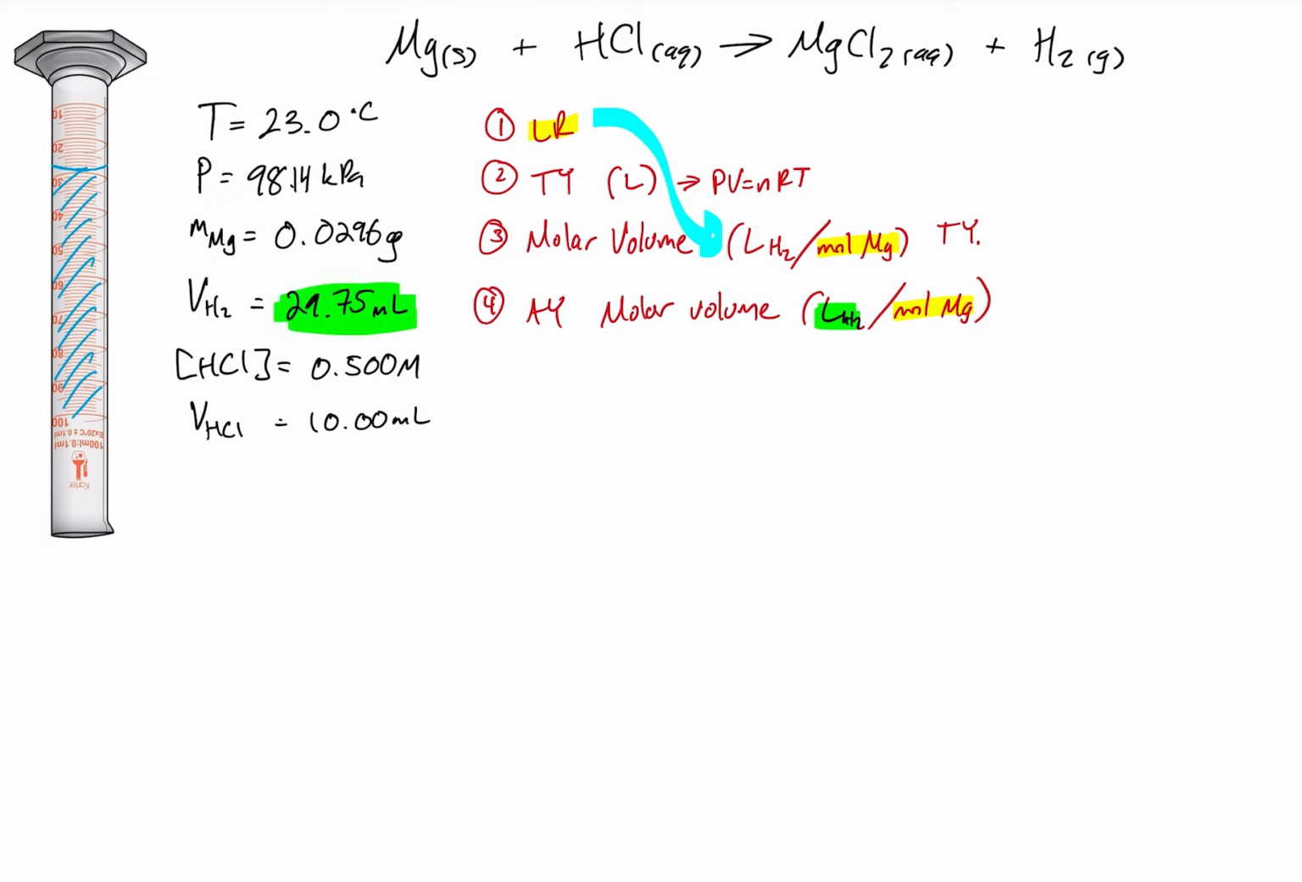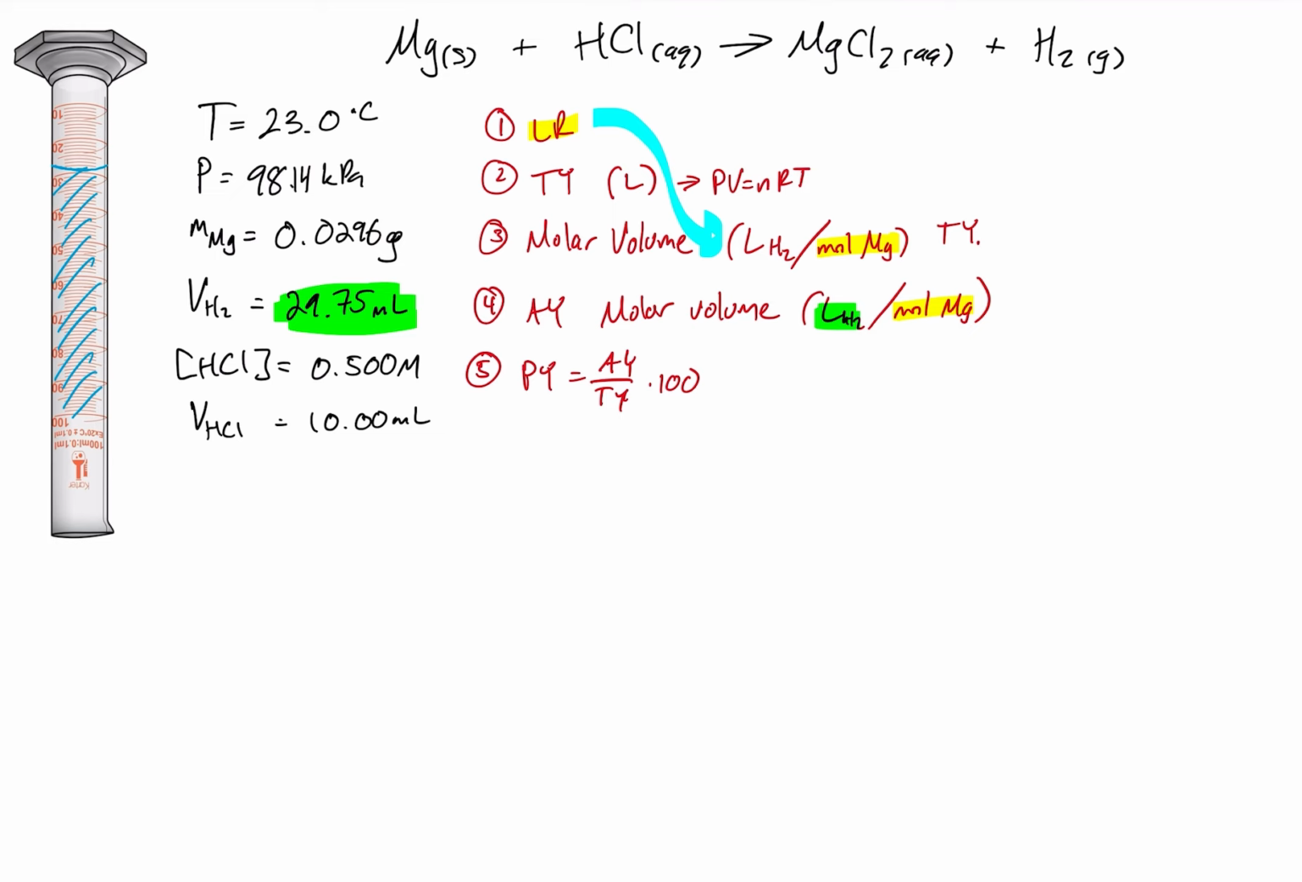Okay, so there's a couple of things there. And then the last thing is that we need to figure out our percentage yield, which we already know is our actual yield divided by theoretical yield times 100 to get a percentage. So let's get started on this calculation.